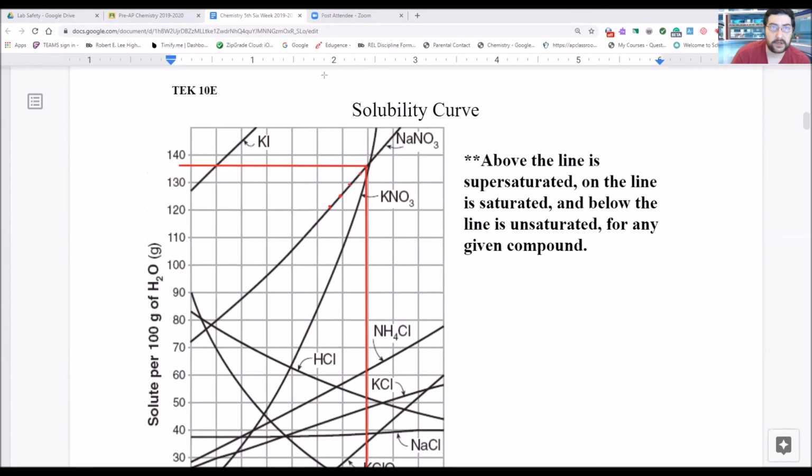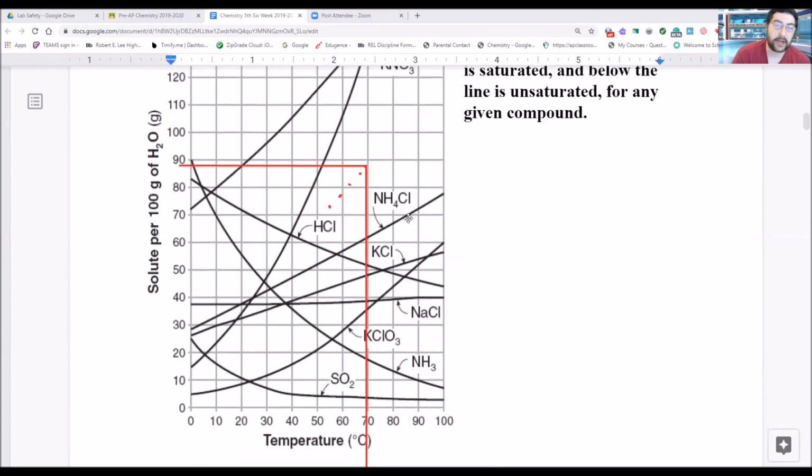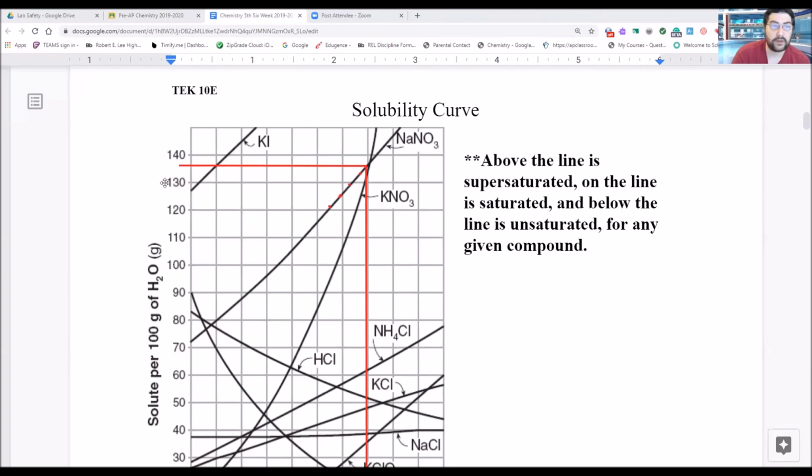Not entirely sure what temperature that's going to hit at, about 70. Okay, so we're at 137 grams and 70 degrees, and the substance that we're talking about is the substance that's on this line, which is the sodium nitrate. Okay, so if you are at about 70 degrees and you try and dissolve 137 grams of sodium nitrate in 100 grams of water, then it will dissolve and it will form a saturated solution, okay?